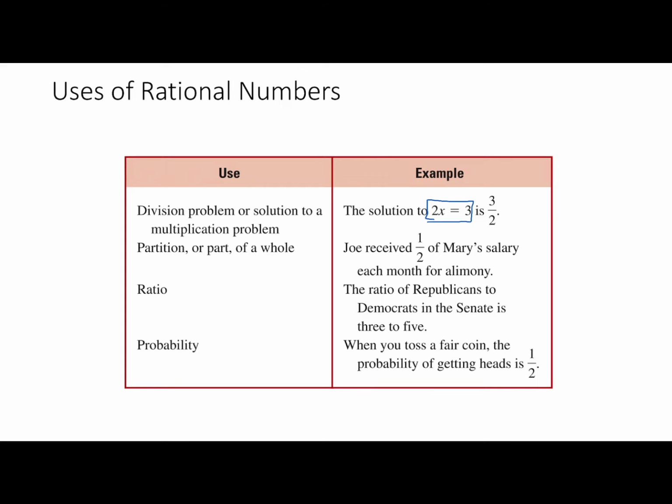They can use rational numbers when they're talking about partitions or parts of a whole. So for example, Joe received half of Mary's salary each month for alimony, and then you could tell them what Mary's salary is and ask how much Joe received each month. You could use rational numbers when you're talking about ratios, like ratios of Republicans to Democrats in the Senate. And of course, rational numbers come up in all sorts of probability problems. So the example here is tossing a coin.